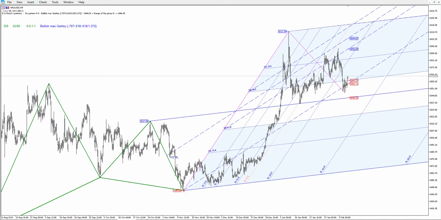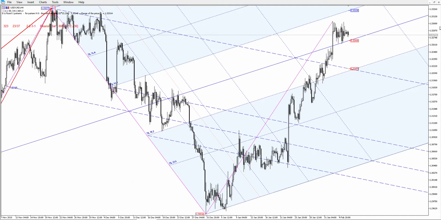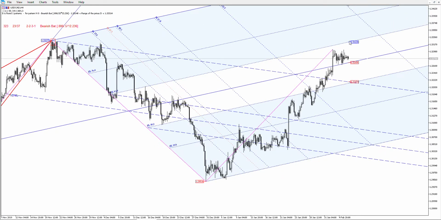So it's H4, dollar CAD. Now we've got some really old stop loss clusters up here. It's been hanging around for a long time. So that's something to bear in mind. We have broken the shift channel. We've got a bearish bat sequence over there.